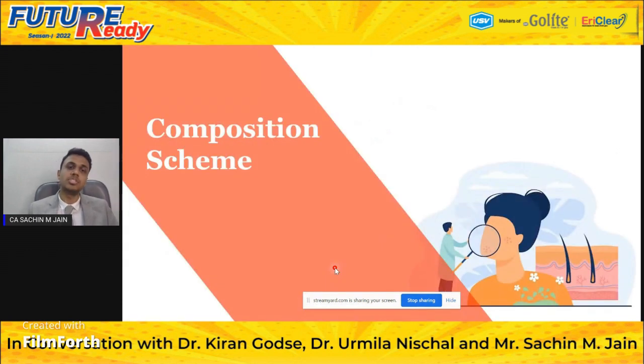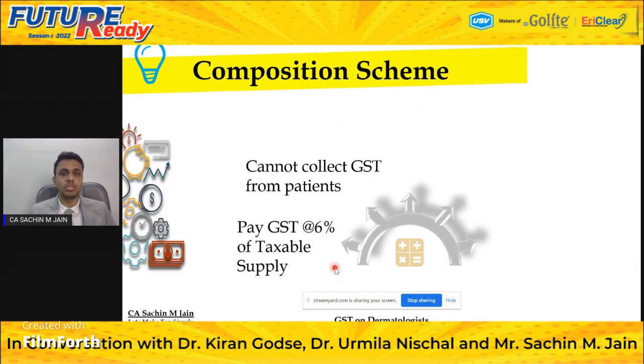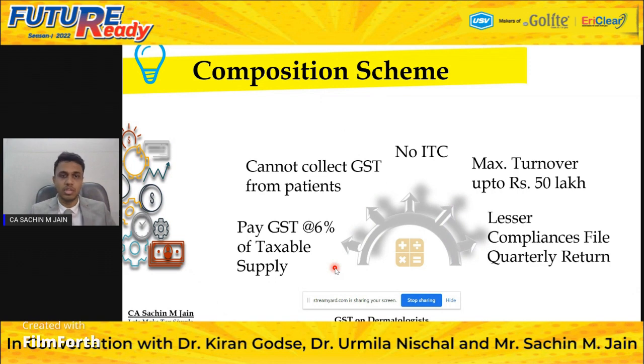So there's a composition scheme under the GST. I'm sure you must have heard somewhat about this composition scheme. Here are a few interesting features about this scheme. This is a very interesting scheme we can opt for, where we need to pay a flat 6% tax. Yes, you heard it right. We need to pay only 6% GST on our taxable sales, wherein this GST cannot be collected from the patients. You need to pay it from your own pocket.